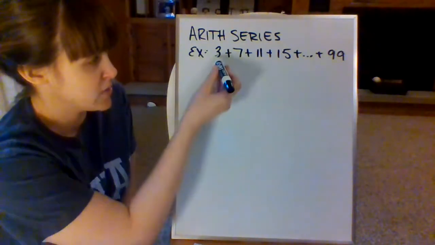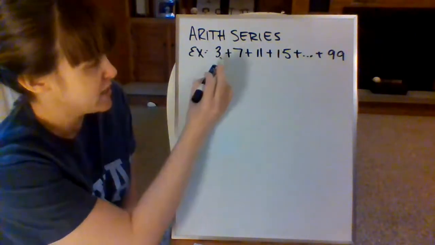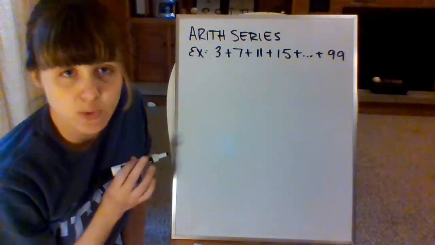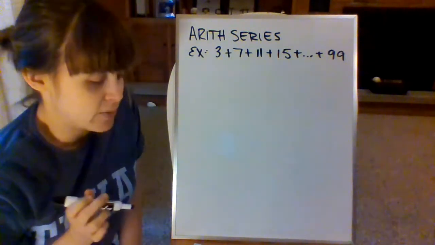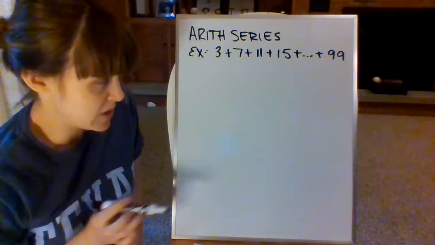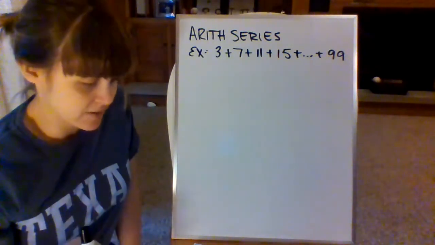Okay, the first term is still called A1. Like I said, the common difference between them is 4 because that's what you're adding each time. And then n would be the number of terms, but here I didn't specify what that is.